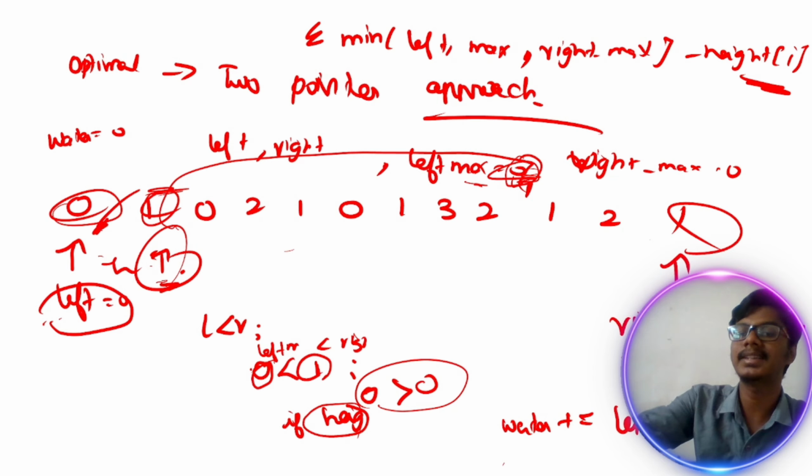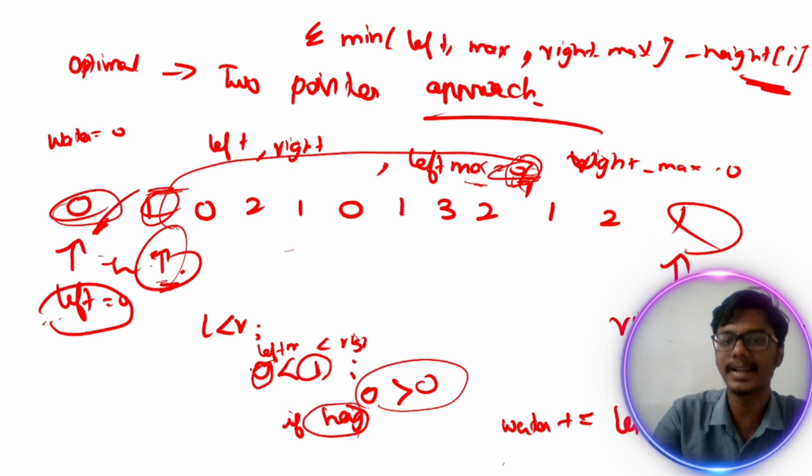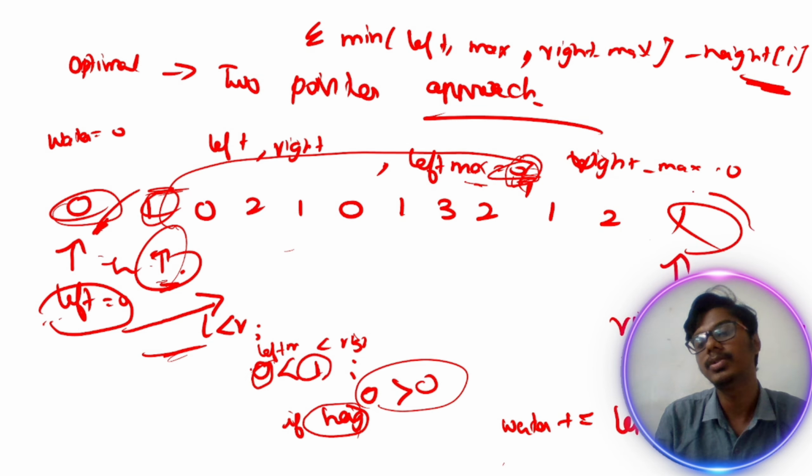After getting those things, I'm just simply checking another condition. If the height of left is greater than left max, we reinitialize it, right? That's what we are checking. So after doing all those things, I'm just simply incrementing the left pointer by 1. Likewise, we are going to do the same for the right pointer.